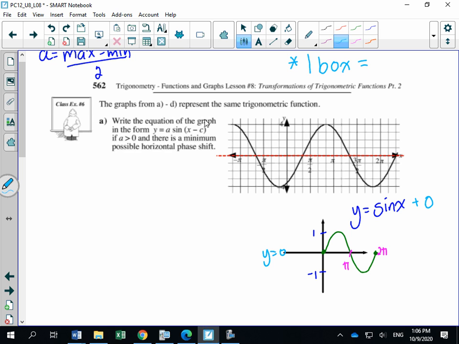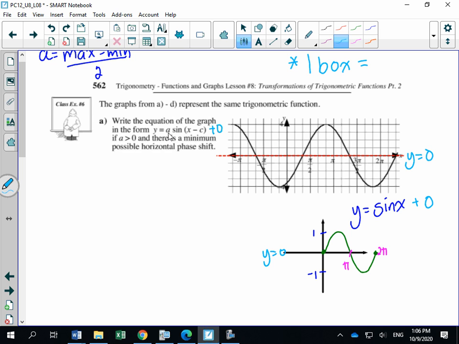Going up to here, is there a D value on here? There isn't a D value, so that would be plus 0. What that means is that this line here is my midline, and the equation of that line is y is equal to 0. So we know this is the regular sine graph. Let's look at what the stretch was, and let's figure out what the phase shift was for this graph.